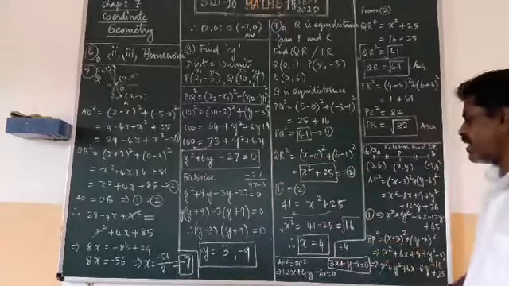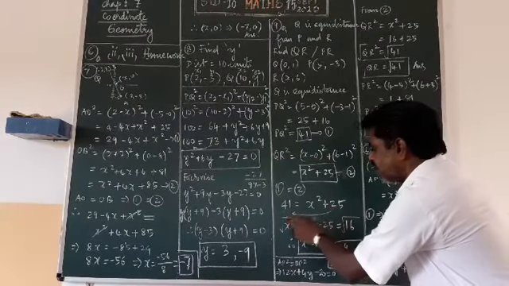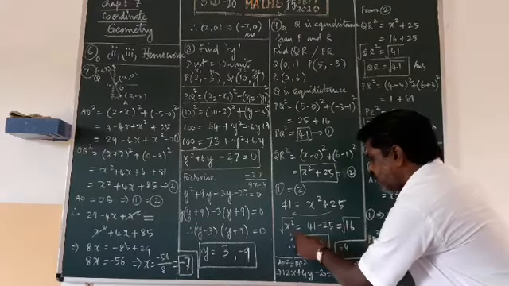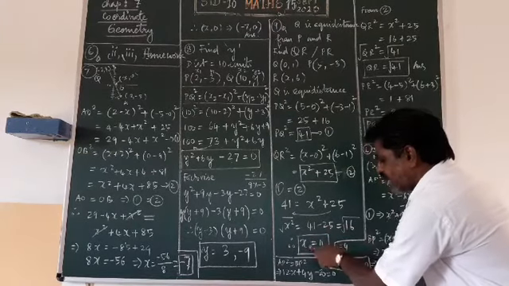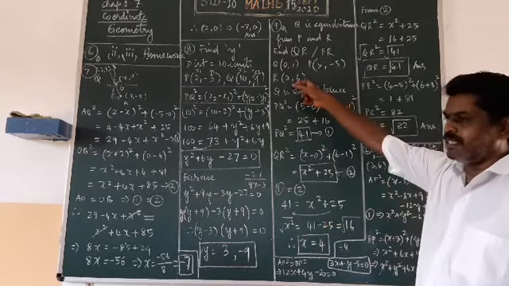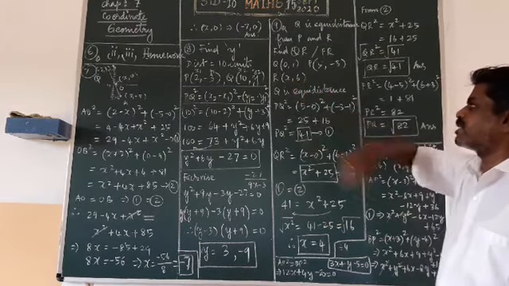So I am equating. Equating means I am taking this 25 to this side. 41 minus 25 is 16. x square equal to 16. Taking the square root, x equal to 4. Then substitute this 4 in R instead of x, so the coordinate point is (4, 6).